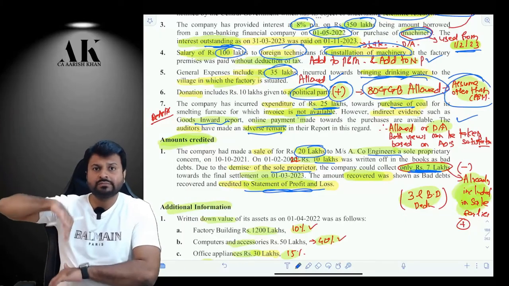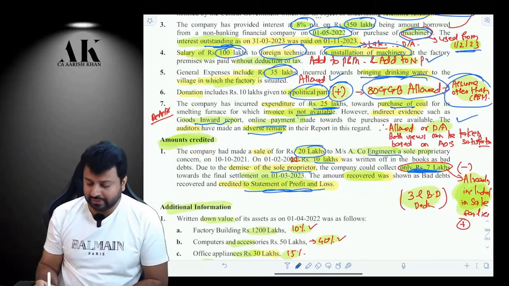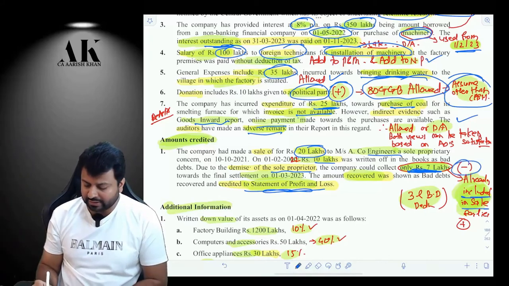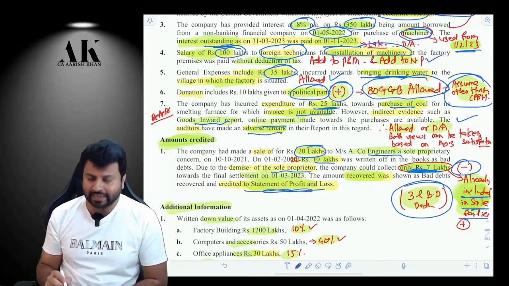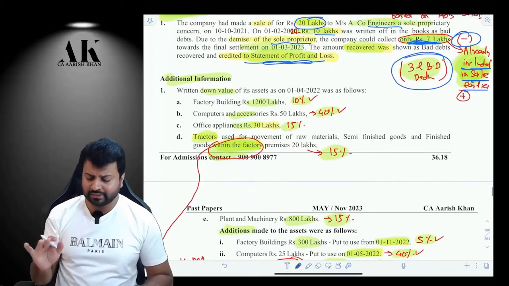Now, if you are recovering something out of that 10 lakhs, you cannot again credit that to P&L. But you have credited that again to the P&L. So, first remove this 7 lakhs because it is already included in the sale earlier. And then the remaining 3 lakh, which is absolutely not possible to recover because 7 lakh is the final settlement, you can claim as bad debts.